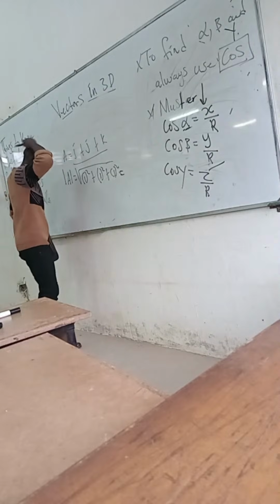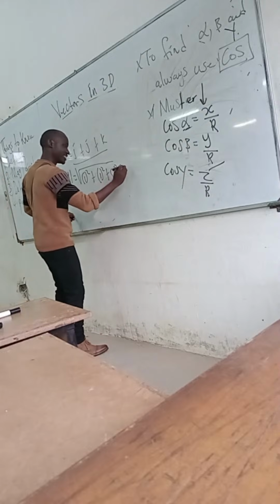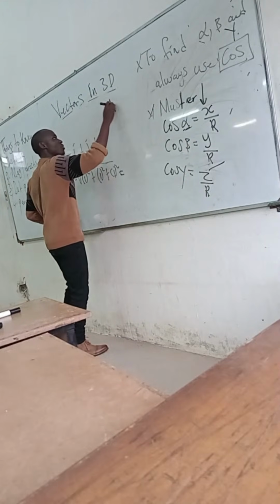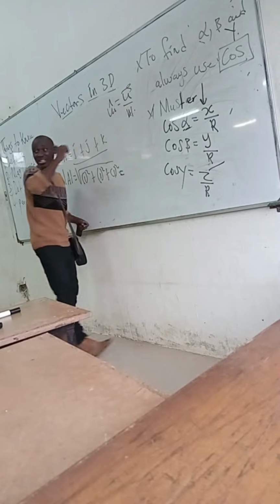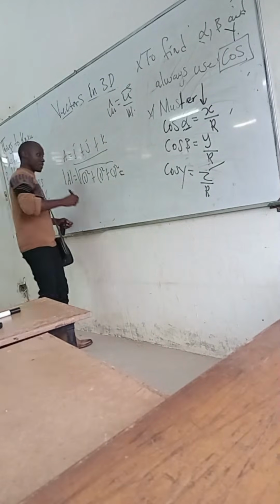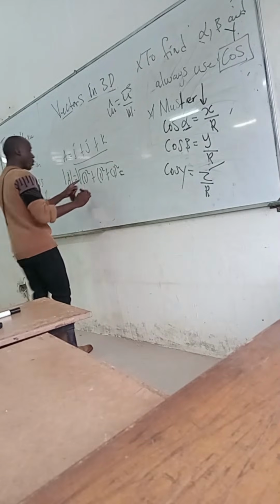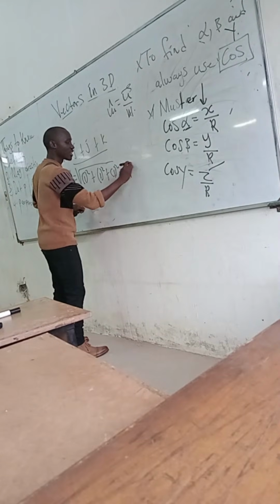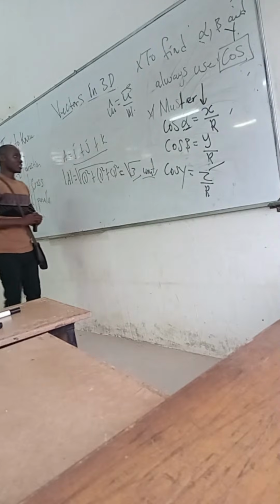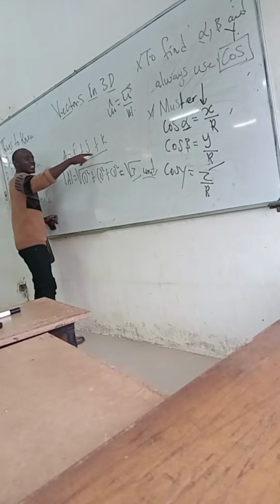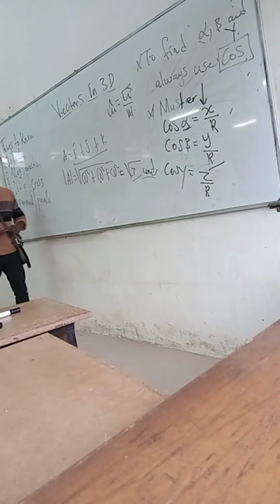What is 1 squared? 1. So we say 1 plus 1 plus 1 is what? 3. So this is the answer. The magnitude of vector A in this case is the square root of 3.